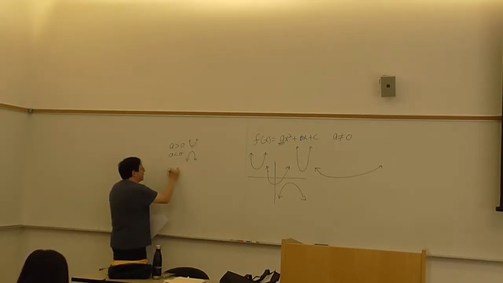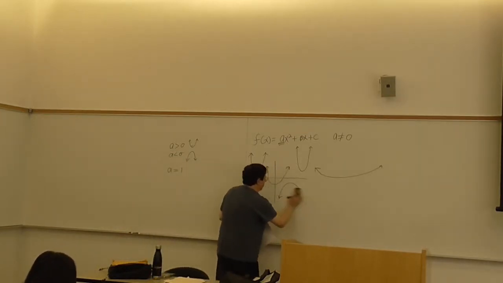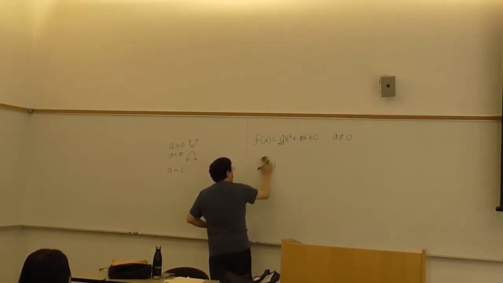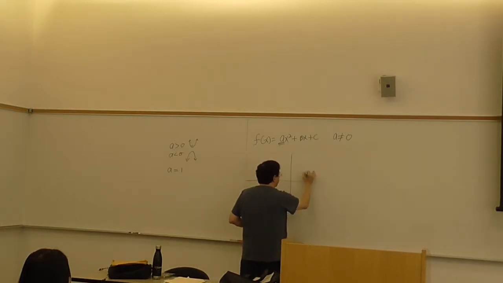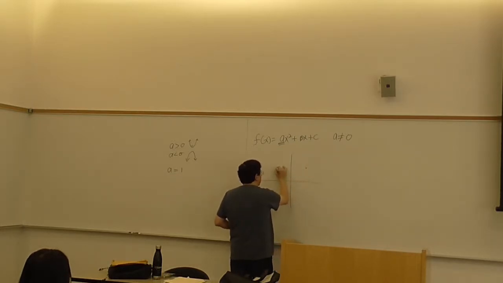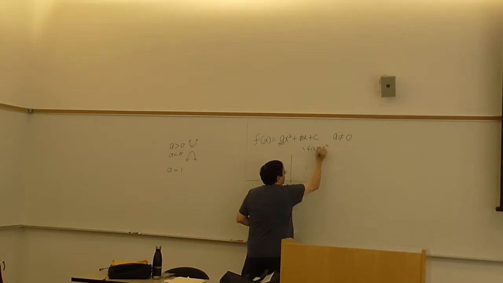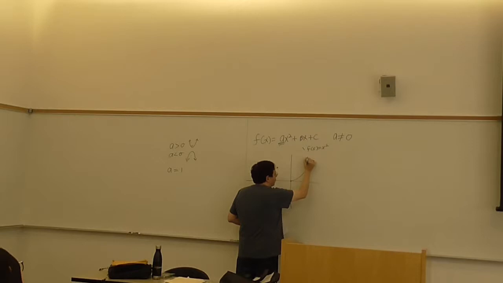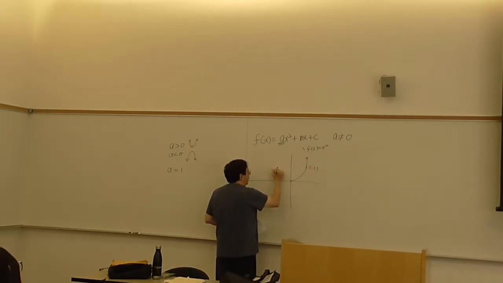If I think of a equal to 1 as a standard parabola, though there's nothing really standard about it, I can plot some points here. It's f of x equals x squared, where a is 1. It's going to go through 0, 0. It's going to go through 1, 1. And it's going to go through negative 1, 1.